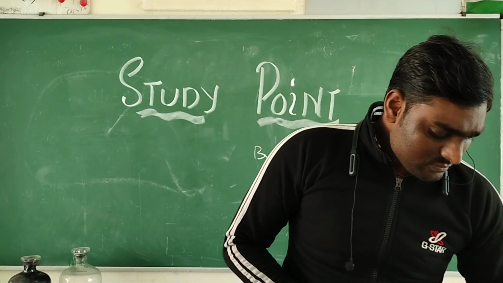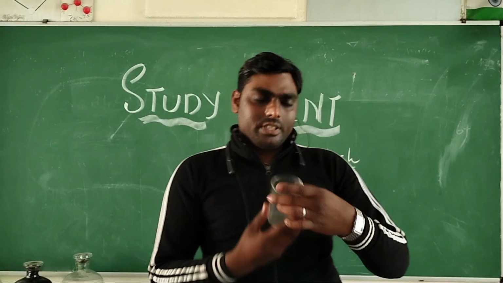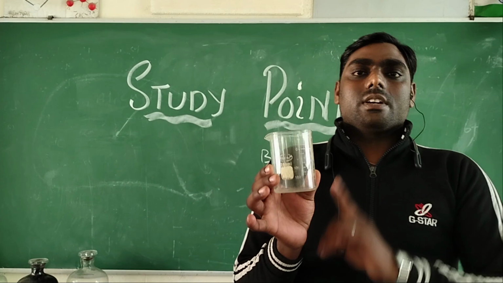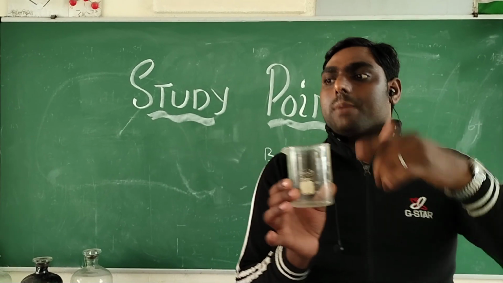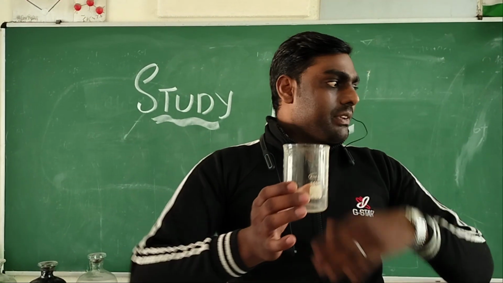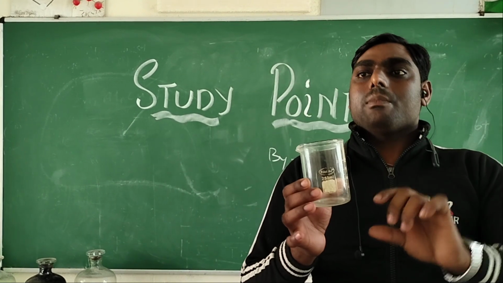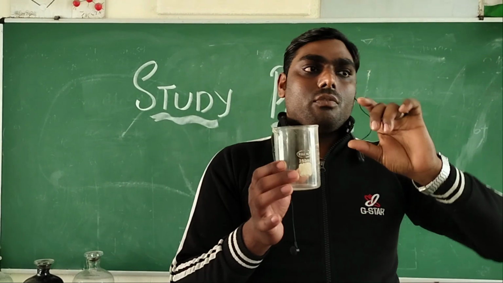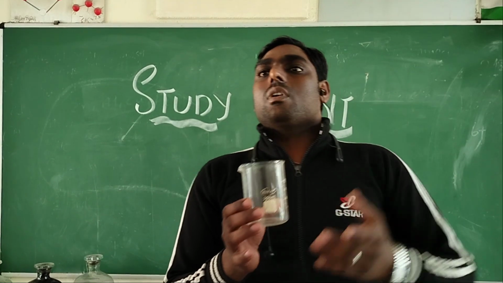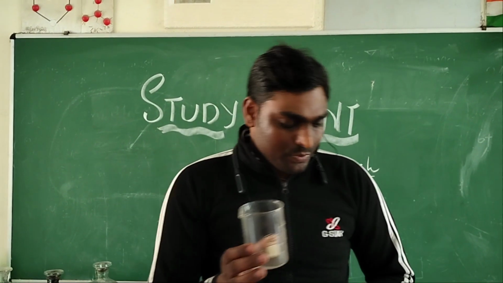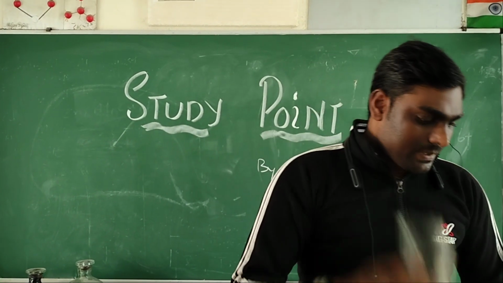Okay, our next equipment is what? This. This is known as a beaker. It is used to store chemicals or different substances. It is of different sizes. It may be of 100 ml, it may be of 250 ml, it may be of 500 ml, and even 1000 ml is also present. Okay, so this is a beaker.